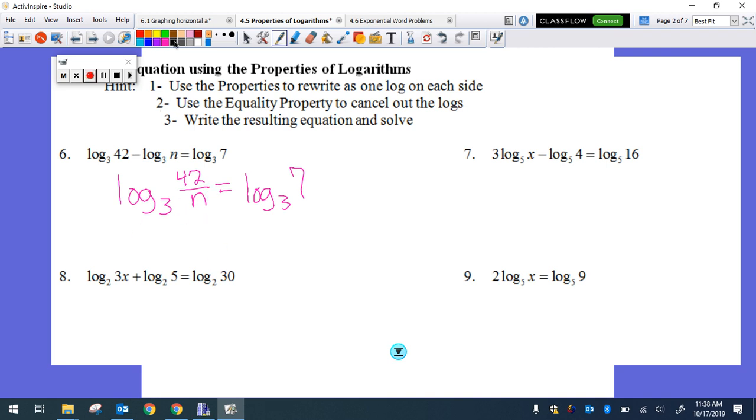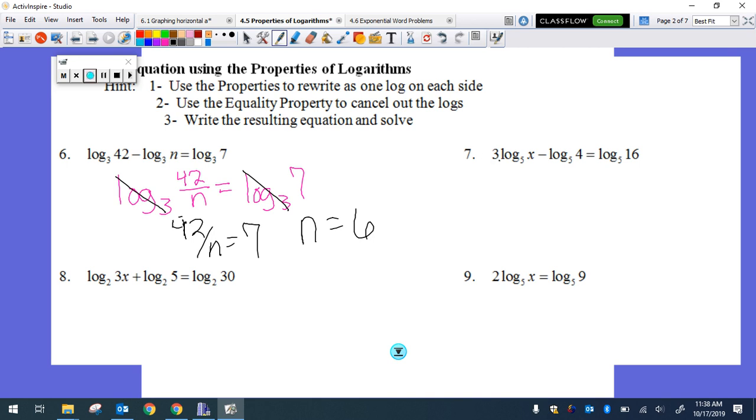Now look at both sides. You have a log base 3 on both sides. And we just did a lesson. We said if the log and bases are the same, they cancel. So what I really have is 42 over n equals 7. And 42 divided by 6 gives you 7. So n is 6.